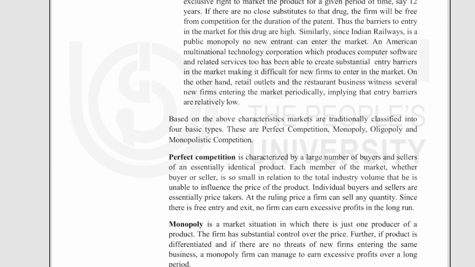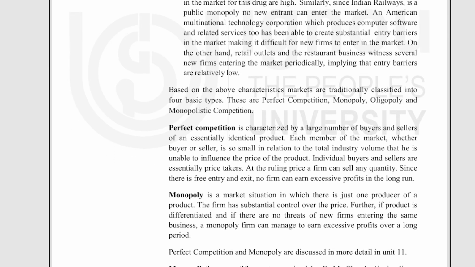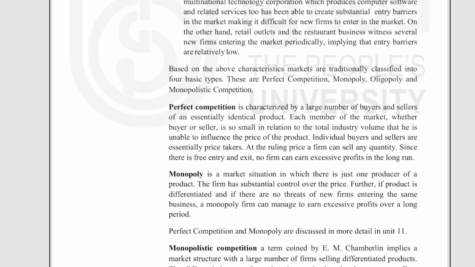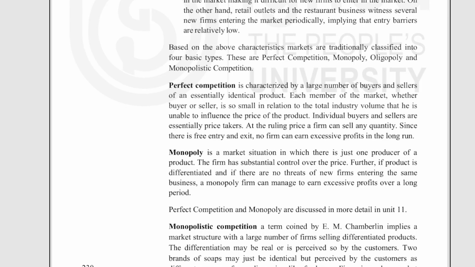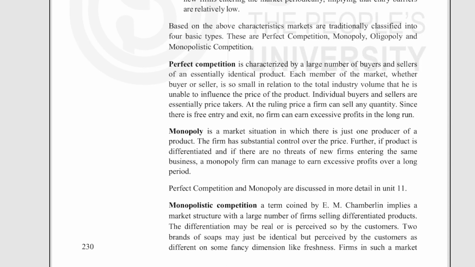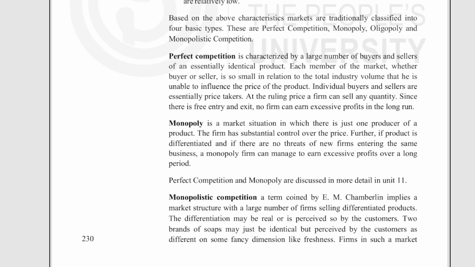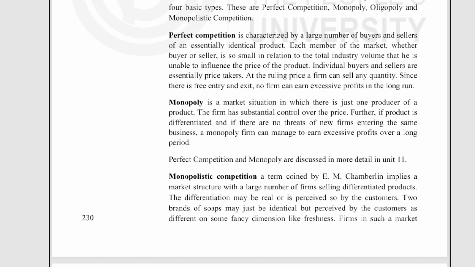So, based on the above characteristics, markets are traditionally classified into four basic types. These are perfect competition, monopoly, oligopoly, and monopolistic competition. Perfect competition is characterized by a large number of buyers and sellers of one essentially identical product. Each member of the market, whether buyer or seller, is so small in relation to the total industry volume that he is unable to influence the price of the product.